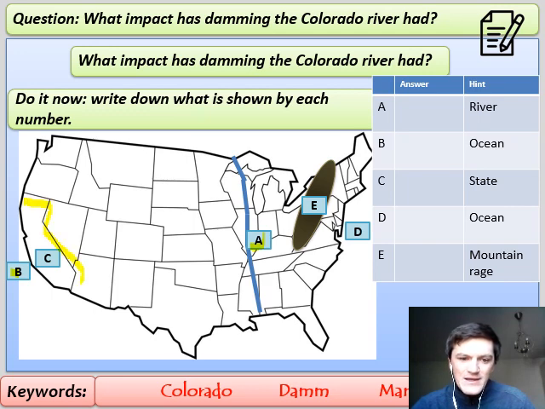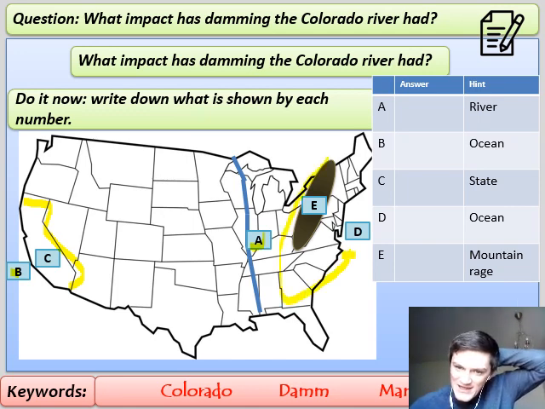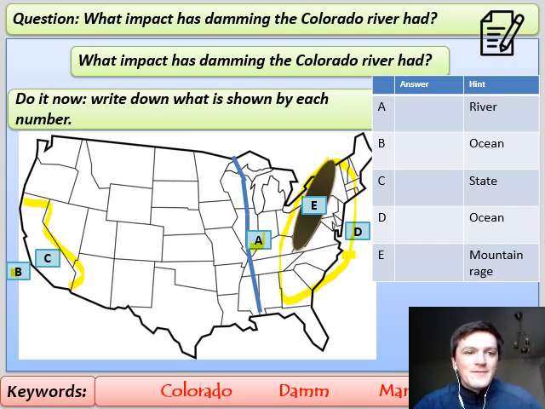Okay, so this should be in your books or in your work from a few lessons ago. What's this ocean here? And then what's this mountain range here? Okay, maybe it goes a bit further than I've demonstrated there. Pause and get that done, please.